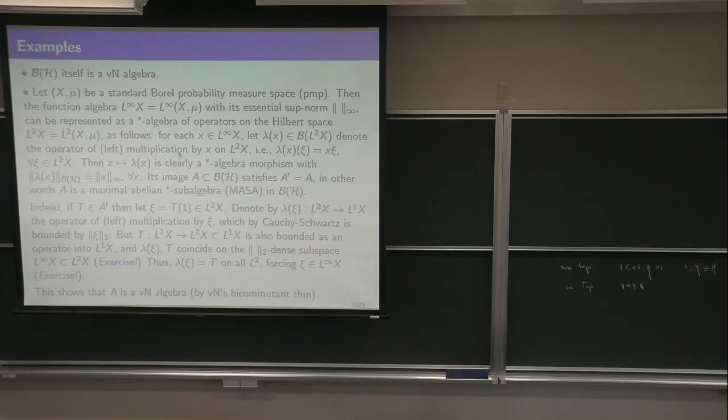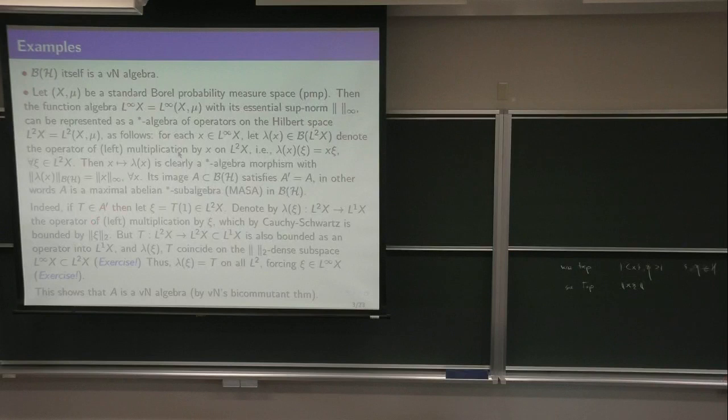Now, the image of this algebra, again, this is B of L2, satisfies that its centralizer is A itself. Now, A is abelian, so what this says is that A actually in here is maximal abelian, or what I will abbreviate as a masa in B of L2. Okay, indeed, so how do you prove that? This is instructive, so let's show it.